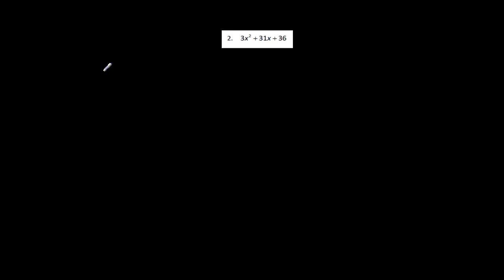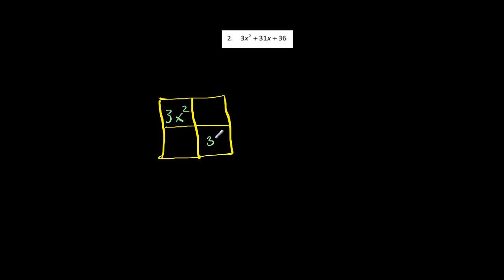Number 2. The order is good. There's no greatest common factor, and it's not a special pattern because the first term is not a perfect square. So we're going to do the box method here. Okay, now let's drop in the first term here, last term here, multiply the a and the c together. 3 times 36 is 108.